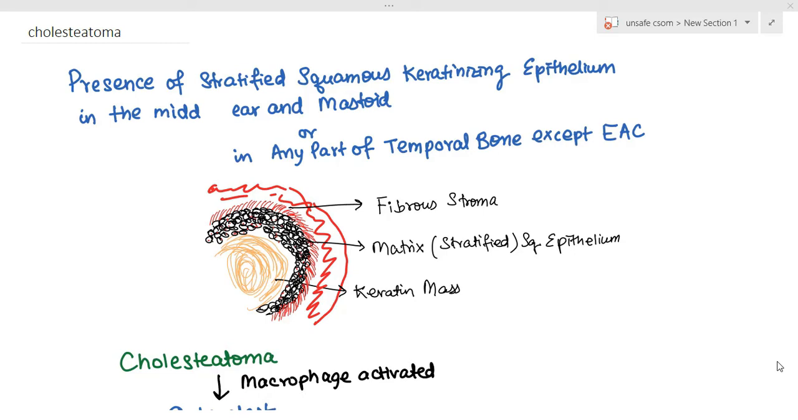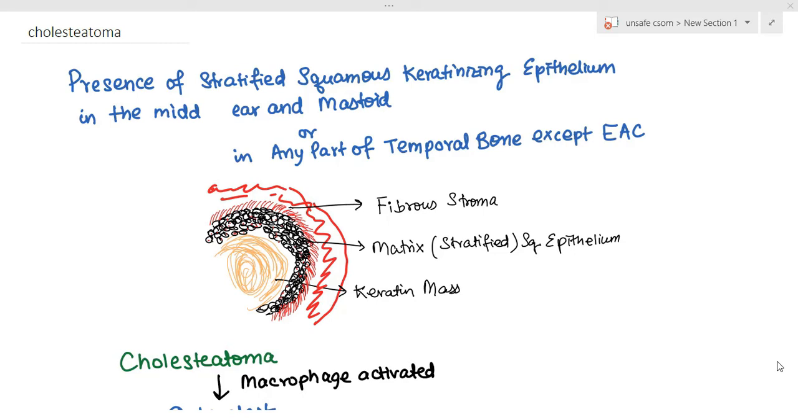Okay, so before we talk about unsafe CSOM, we'll talk about cholesteatoma. Because cholesteatoma is the thing that makes CSOM unsafe. It has bone eroding properties, which can lead to erosion of the bone and then the complications that we see in unsafe CSOM. Normally the infection is confined in the middle ear due to the bony margins. But if there is bone erosion and the bony margins are not present, then the infection spreads to the other parts of the temporal bone.